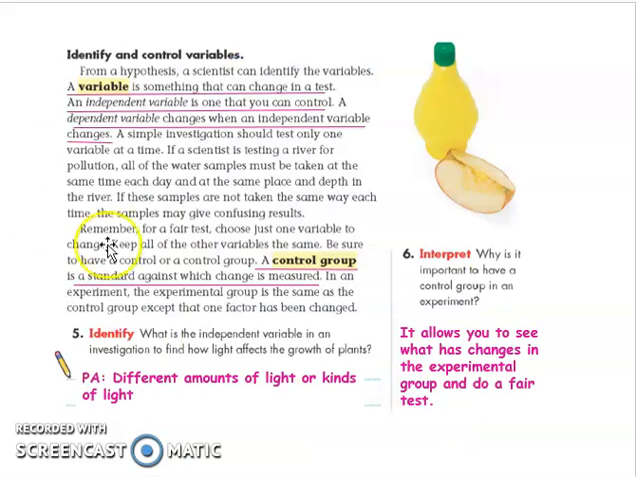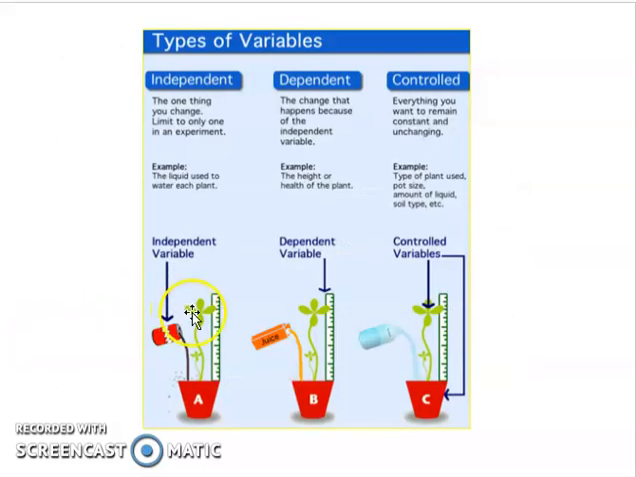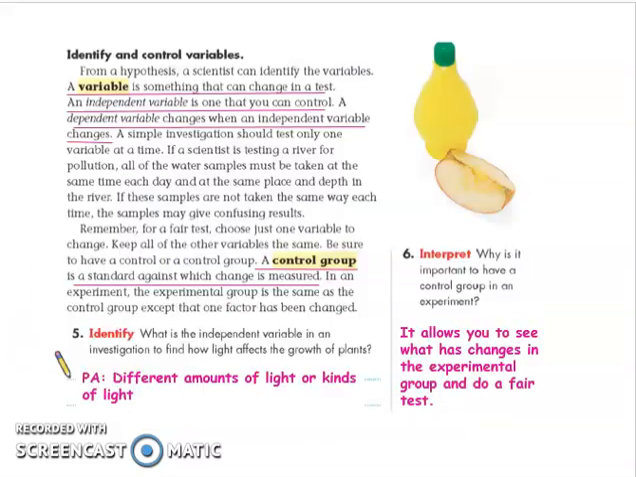Now in number 5, identify the independent variable in an investigation to find how light affects the growth of plants. The independent variable is the different amounts of light or kinds of light that you are using in the experiment. Remember that the independent variable is the one that you can control. Independent variables are the ones that you are changing. That's why the answer here is the amount of light.